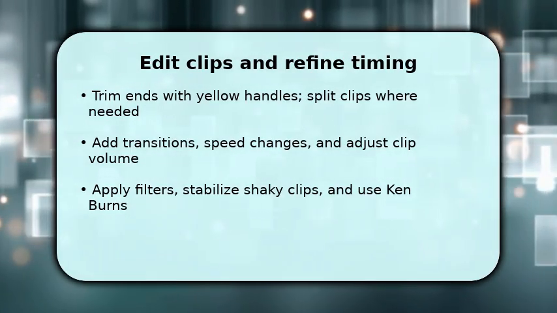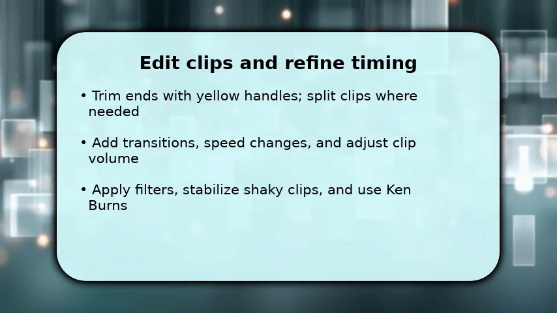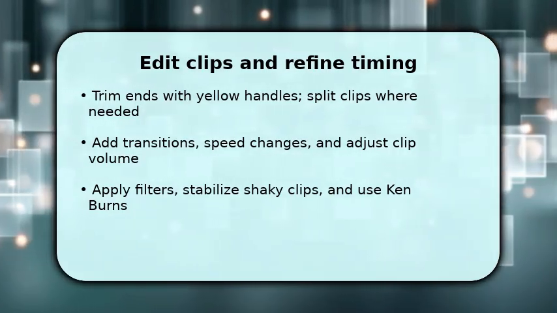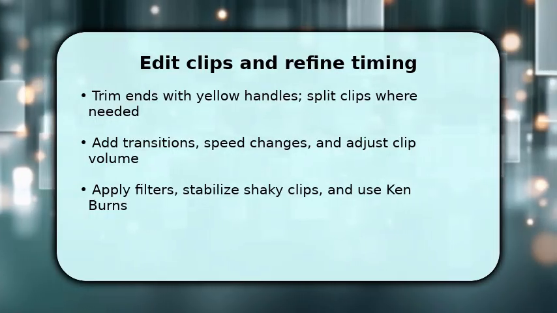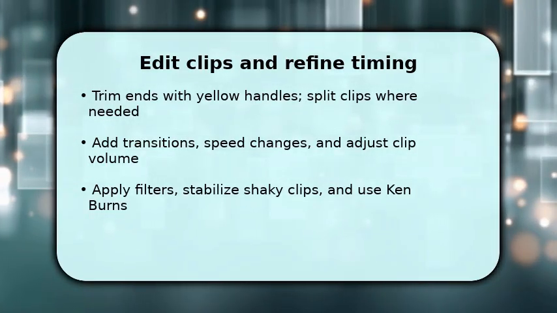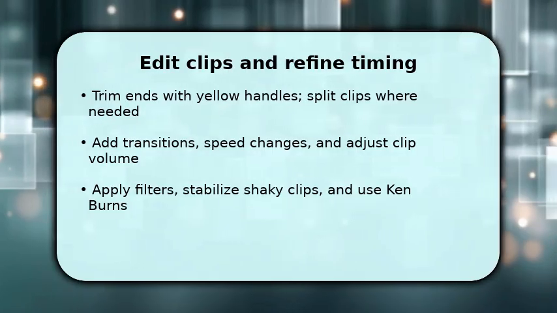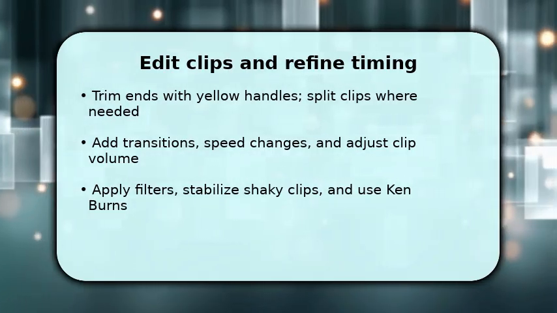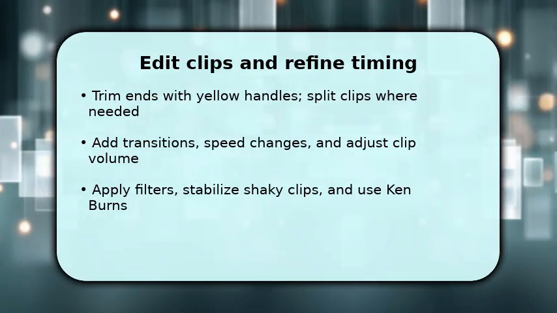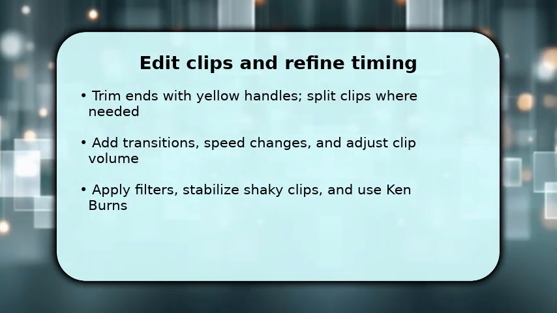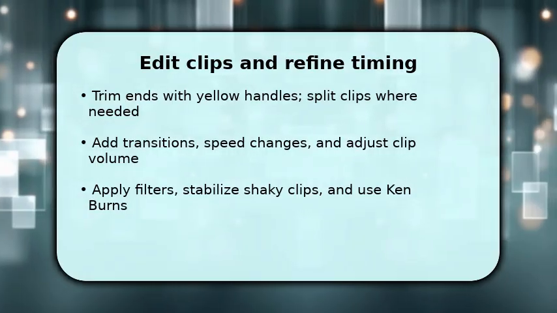Use transitions between clips to smooth pace and adjust speed for emphasis, slow for drama, faster for energy. Balance audio levels so dialogue stays readable and add a filter or stabilization to polish shaky shots. Also use the Ken Burns effect on stills when you want motion. Make sure to review playback after changes to ensure timing and audio feel natural.